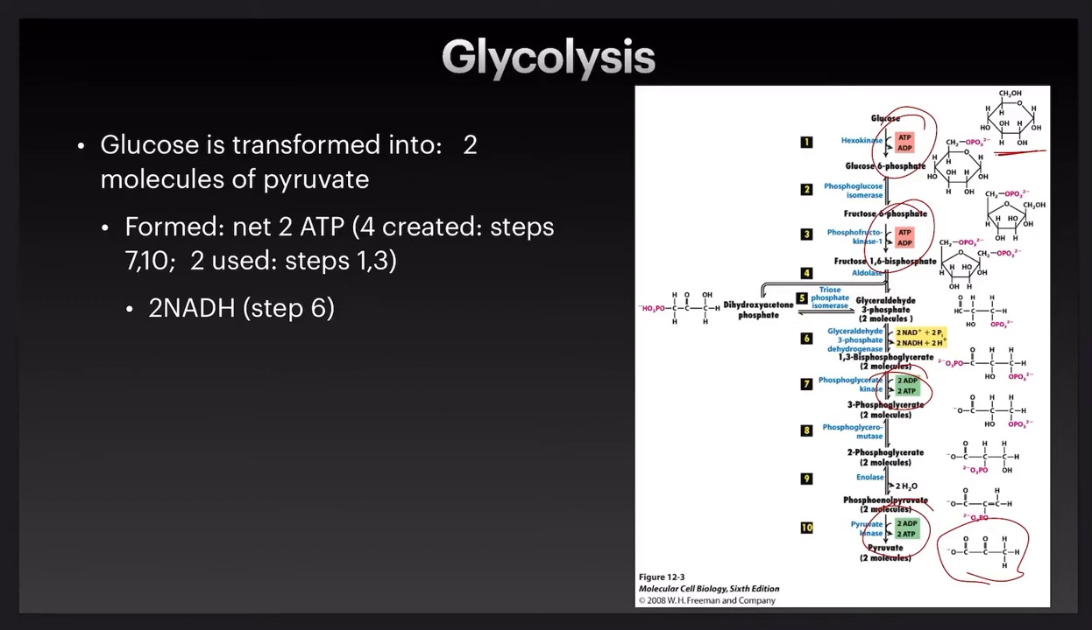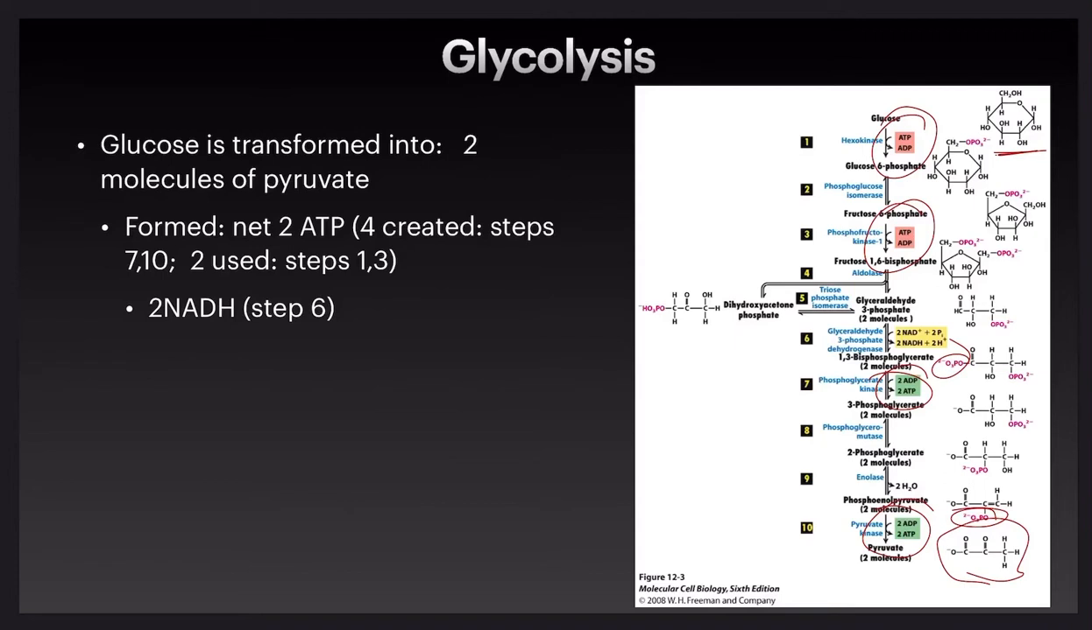1,3-bisphosphoglycerate, and using phosphoglycerate kinase, create 2 ATP and creating 3-phosphoglycerate. So we're removing one of these phosphate groups here. And in steps 9 to 10, or I guess step 10, phosphoenolpyruvate becomes pyruvate by removing this phosphate group here and transforming ADP into ATP.